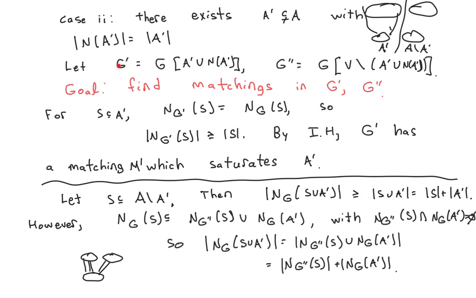We're going to let G prime be the graph on the left, which consists of A prime and the neighbors of A prime. And then G double prime is going to be the rest of the graph.